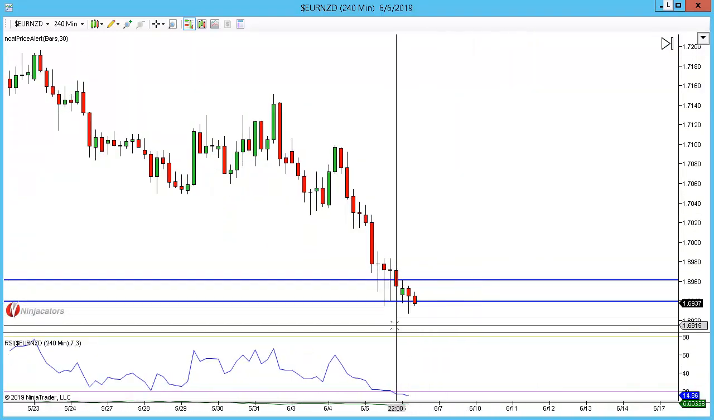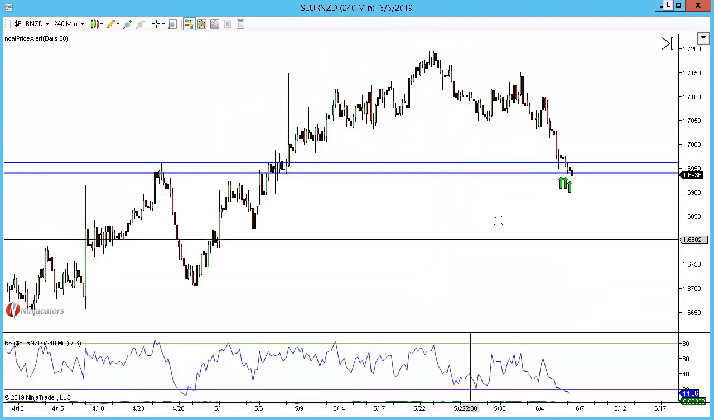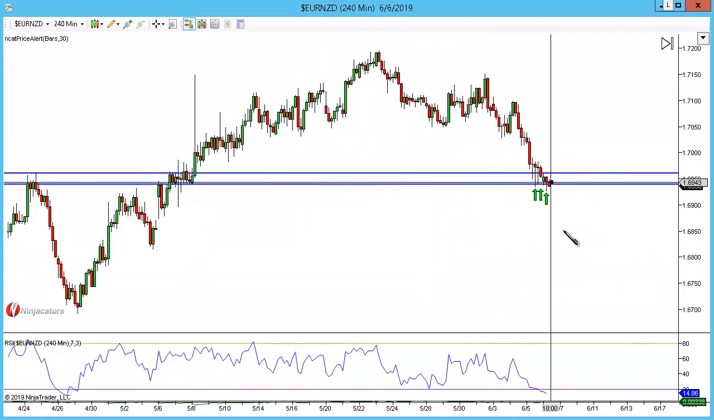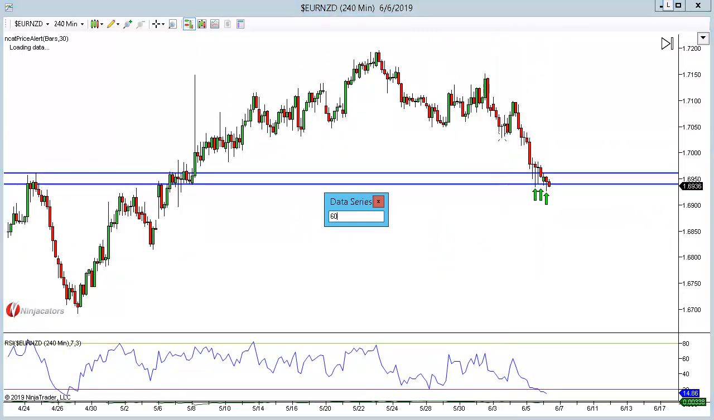If we zoom in, you can see that we've got long wicks to the downside. We've got no clear violation, so this is a decision point whether we come lower or whether we maybe see a pop back up to this structure level.